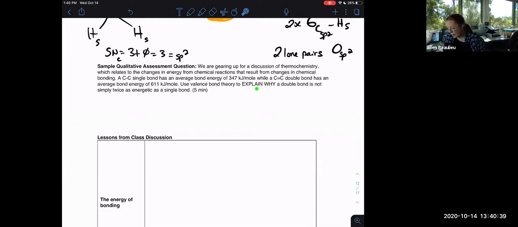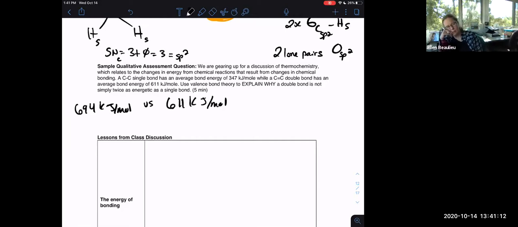Use what we've talked about today so far to explain why a double bond is not simply twice as energetic as a single bond. If it were twice as energetic, we'd be at 694 kilojoules per mole. If we simply took that carbon-carbon sigma bond and multiplied it by 2, we'd get 694 kilojoules per mole, but instead we see 611 kilojoules per mole. Why that difference? How can I explain that?